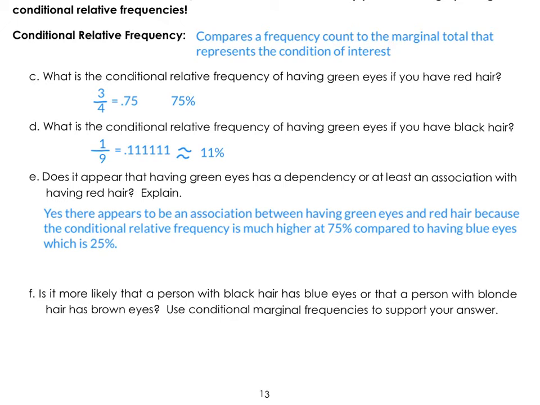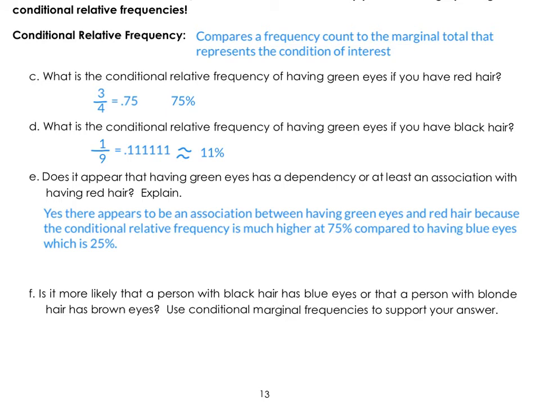Okay, the last question says, is it more likely that a person with black hair has blue eyes or that a person with blonde hair has brown eyes? Use conditional marginal frequencies to support your answer. So we have 2 situations we need to look at here. In each situation, the hardest thing about conditional relative frequency is finding out what condition is given. Which one are we looking at for the total and then the part out of it.